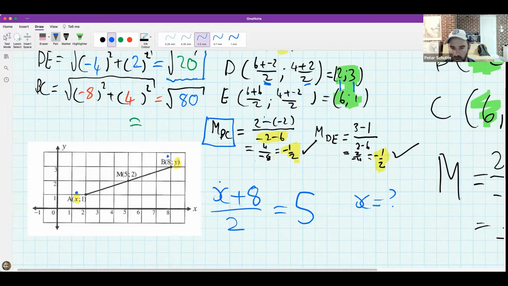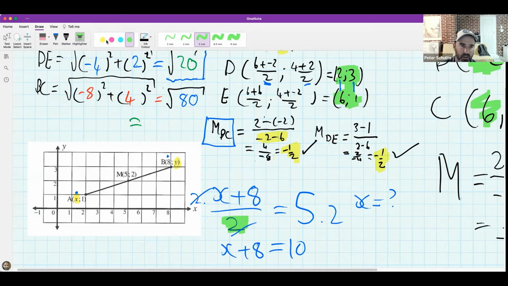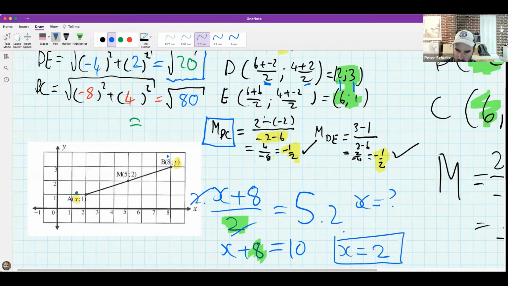Okay, so for this part, because of this 2 over here, I need to times both sides by 2. If I do that, I get x plus 8 is 10, because there's a 2 here and a 2 there, and those cancel. Then if I take away 8 from both sides, I should get that x is 2. So x is 2, but now I want to see what y is.